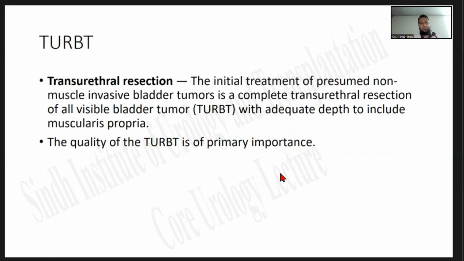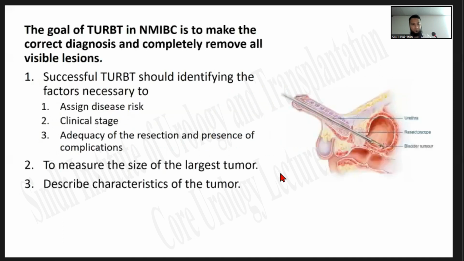TURBT is the initial treatment of presumed non-muscle invasive bladder tumor. It is the complete transurethral resection of the visible bladder tumor with adequate depth to include the muscularis propria. The quality of the TURBT is of primary importance. So what are our goals when we are doing the TURBT?